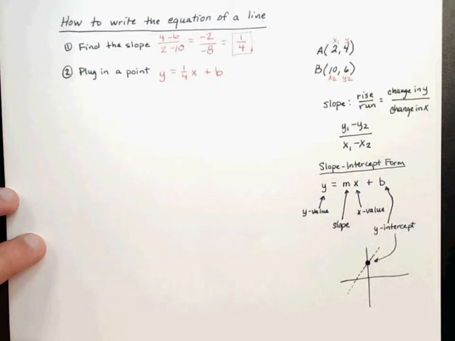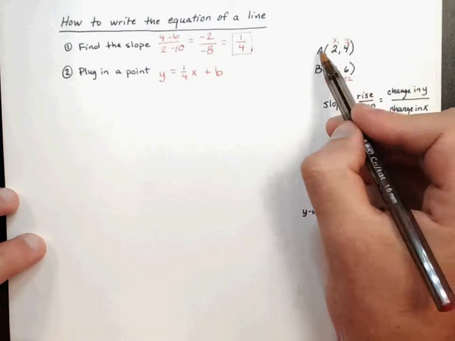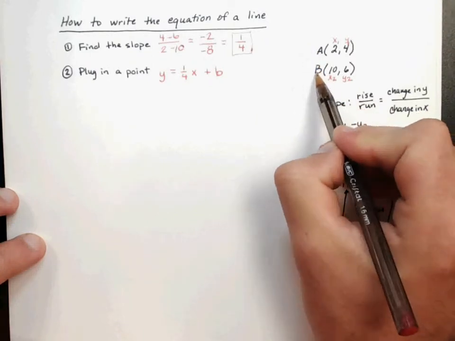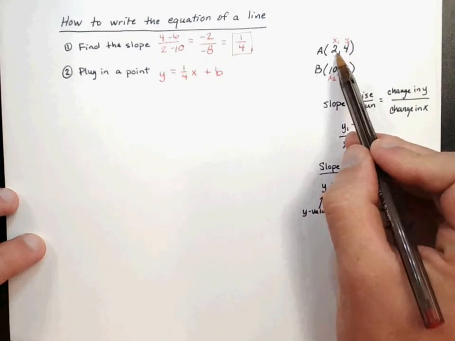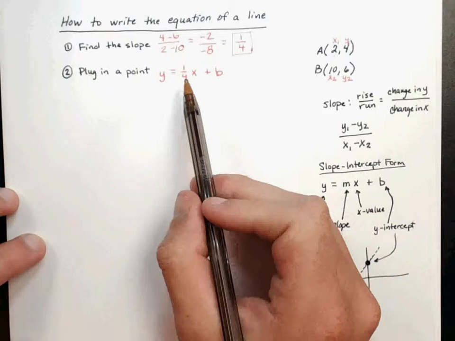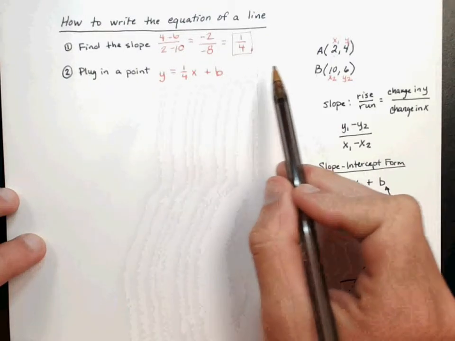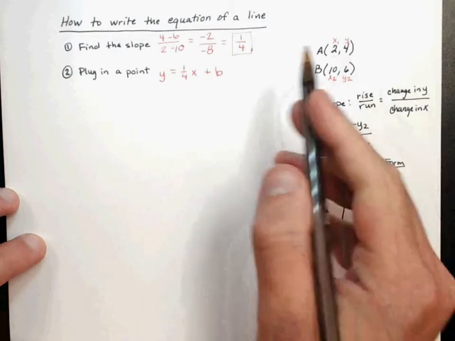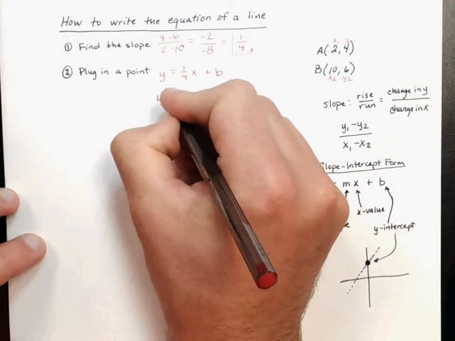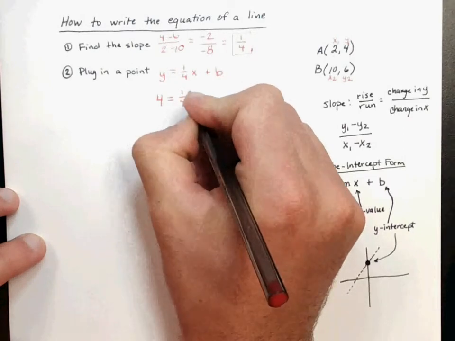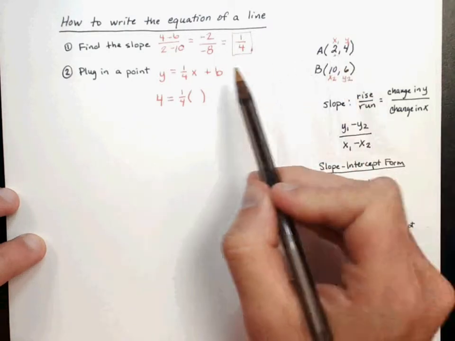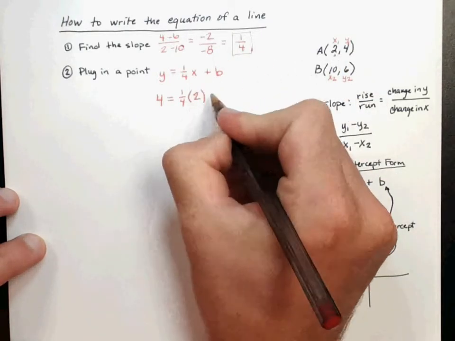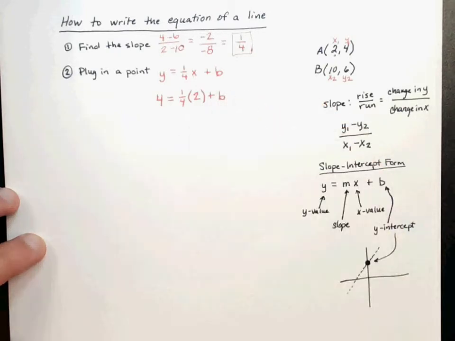Okay, so here's where plugging in the point's going to come in. I can pick either point. I can pick point A, or I can pick point B. It doesn't matter. Either one. In this case, I'm going to pick point A just because the numbers are smaller. Okay? And in place of y, I'm going to put my y value, which is 4. So I can say 4 equals 1/4. Okay? Now my x value is 2, so in place of x, I'm going to put 2. So 4 equals 1/4 times 2 plus b.